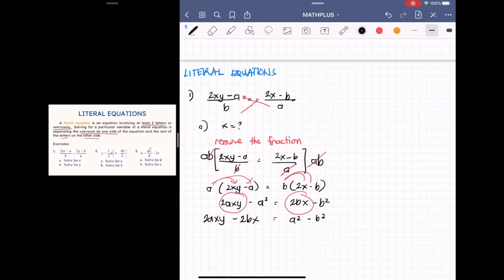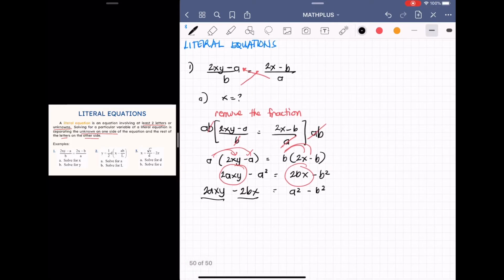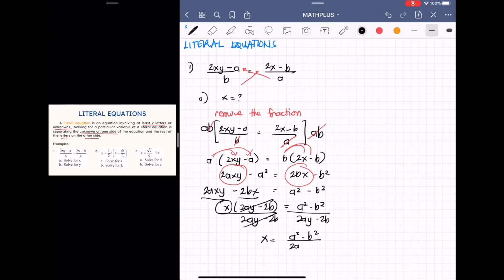Okay, so to be able to solve for x, since x is common in both terms on the left side, I can factor out x. And I'll have 2ay minus 2b. And that would be equivalent to a squared minus b squared. So solving for x, we need x to remain alone, so you have to divide both sides by 2ay minus 2b. And you also do it on the right side of the equation to keep the given balanced. So we have x equivalent to a squared minus b squared all over 2ay minus 2b. And this is our answer for x.